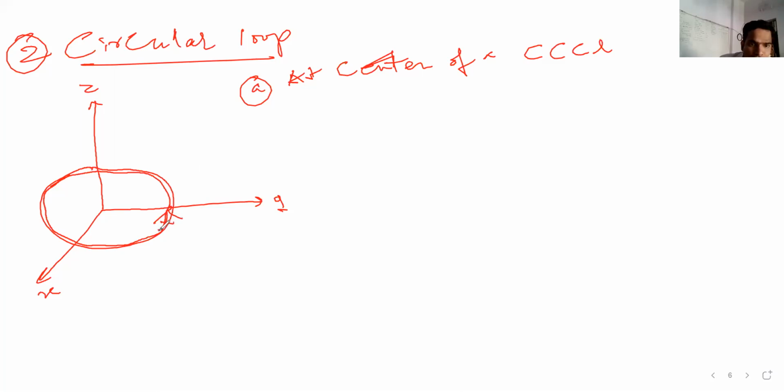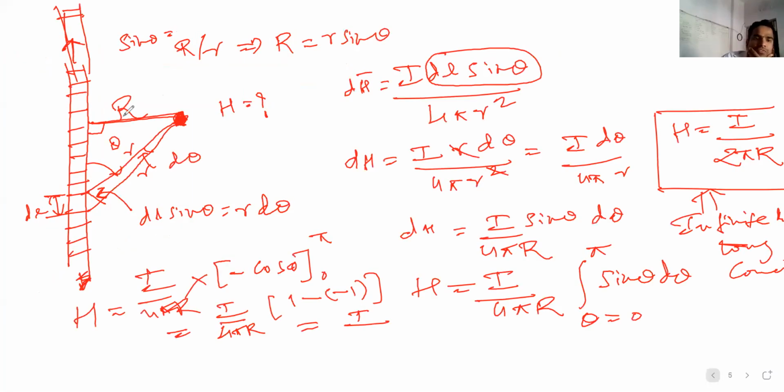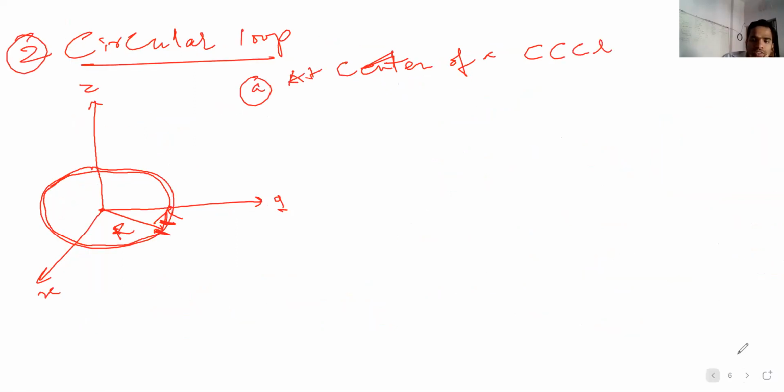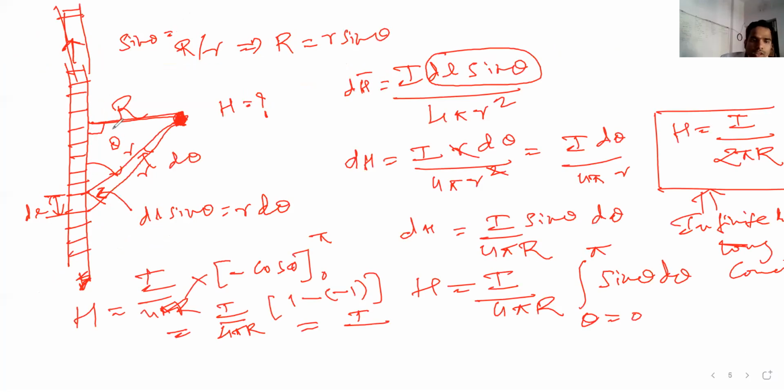Now suppose this is the infinitesimally small current element. Now this is the center of a current carrying circular loop, and this is the radius of the circular loop, capital R. In the previous derivation, we used capital R for the perpendicular distance from the conductor. Here, this is also a radius, but radius of what?